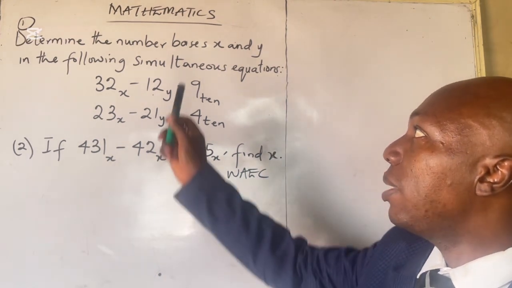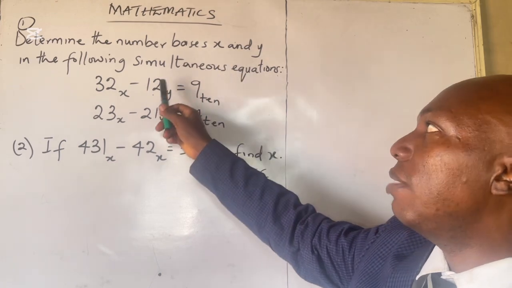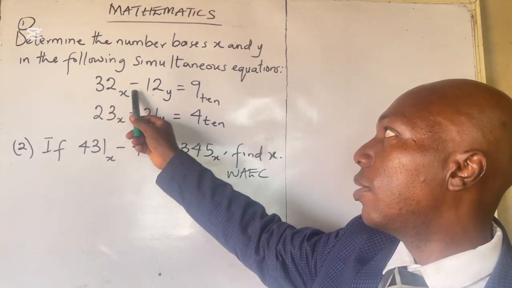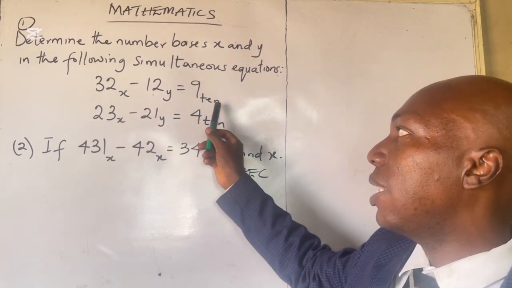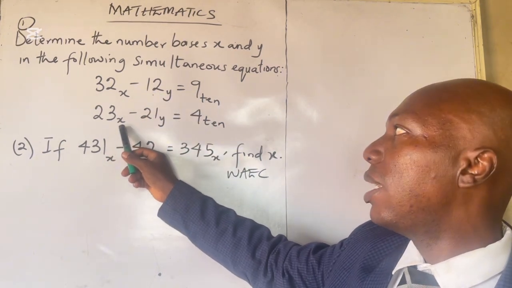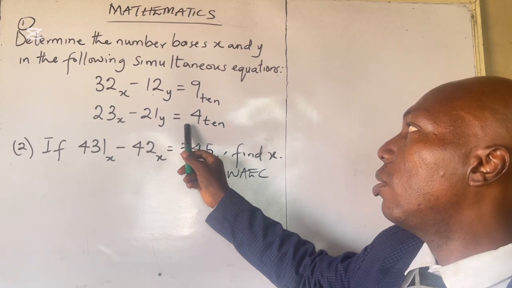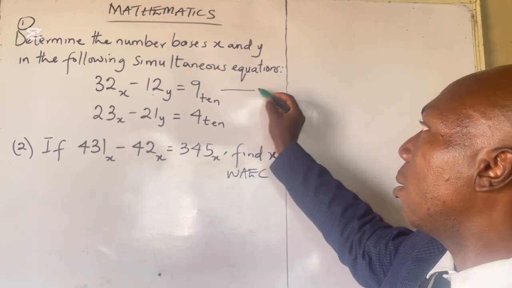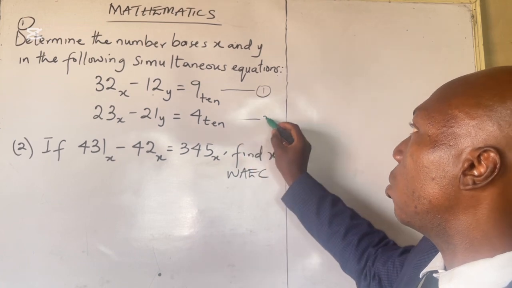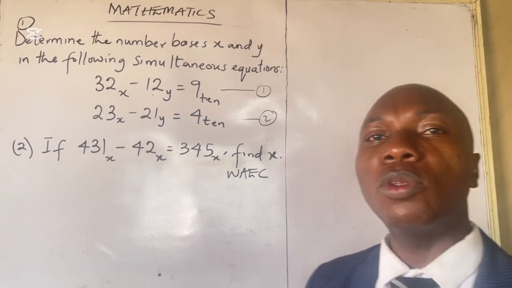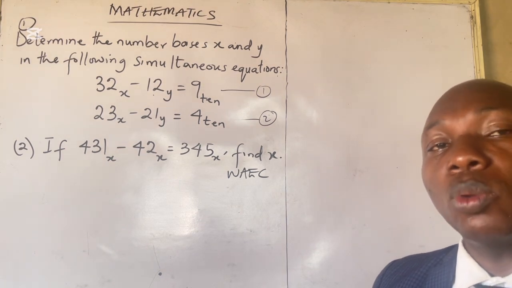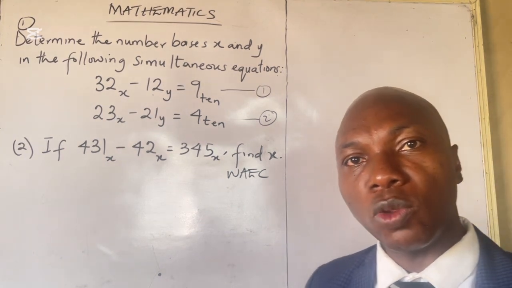We have to determine the number bases x and y in the following simultaneous equations. This is 32 base x minus 12 base y equals 9 base 10. And we have 23 base x minus 21 base y equals 4 base 10. So we have, this is equation 1, because it's a simultaneous equation. So let's find the values of x and y, since we are working in base.